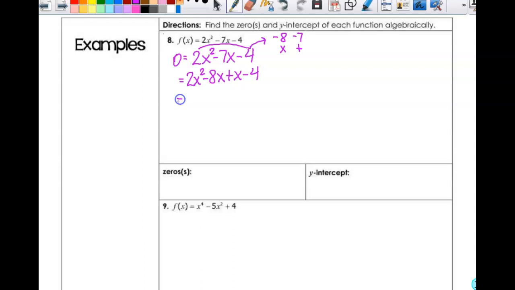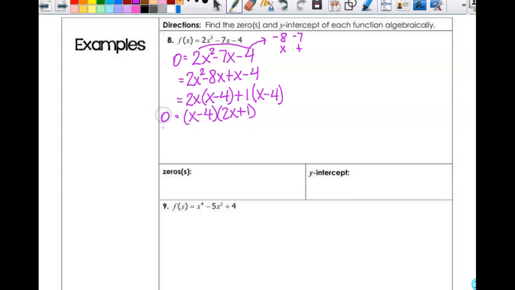Then I'm going to do my grouping. I'm going to get 2x times x minus 4, and then plus 1 times x minus 4. And pay attention to the fact that I have these equal signs coming down. You have to show what things are equal to and keep your work in an organized fashion. So then this leaves me with x minus 4 times 2x plus 1.